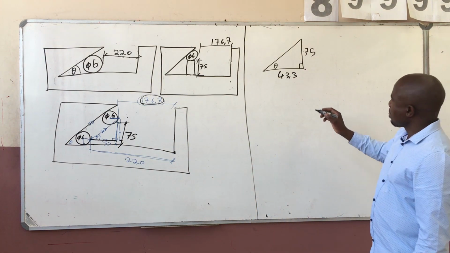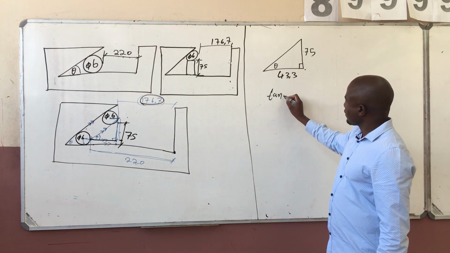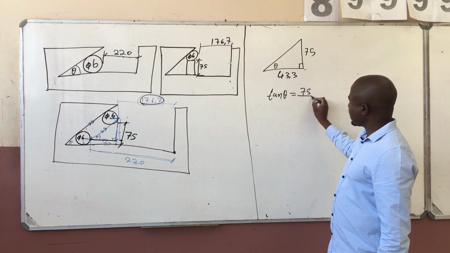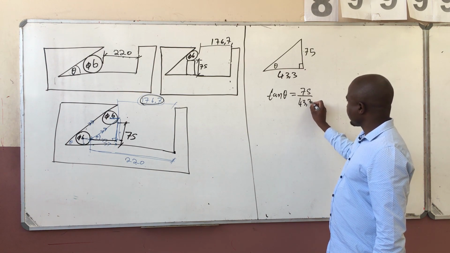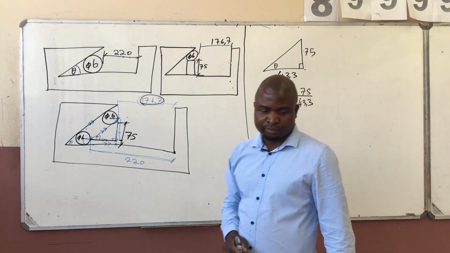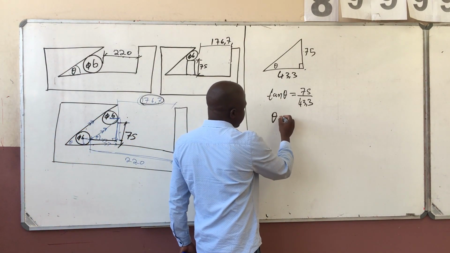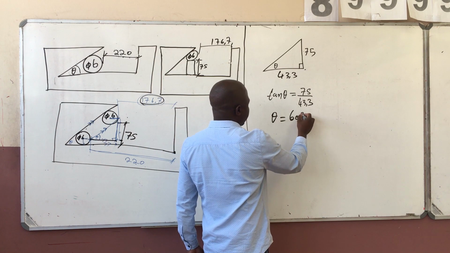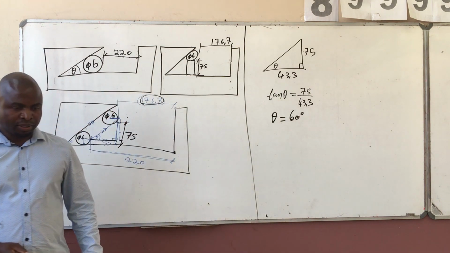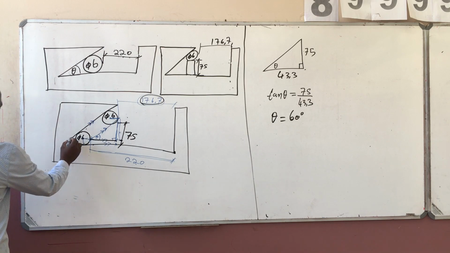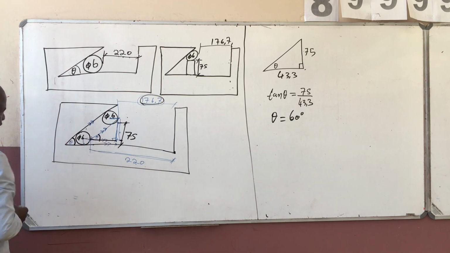So in that case, I will have tan theta equals opposite, which is 75, divided by adjacent, which is 43.3. When you calculate theta, you will get theta as 60 degrees. So that is what was required from you. You have managed to calculate this angle from this triangle. I thank you.